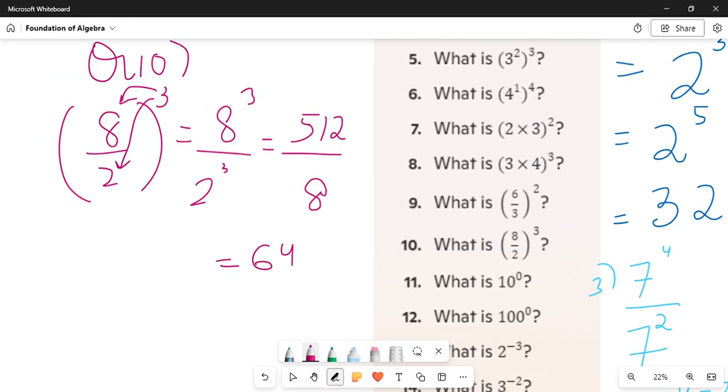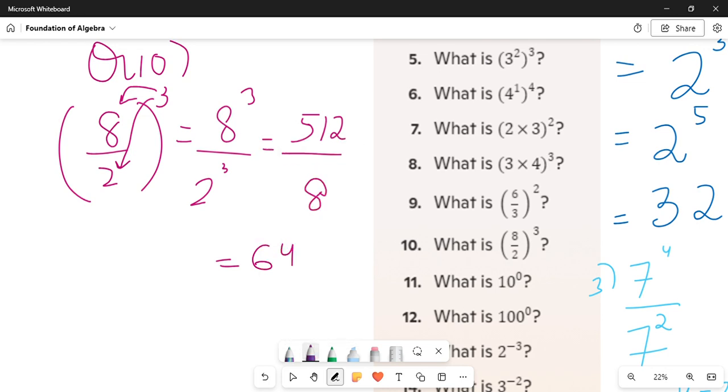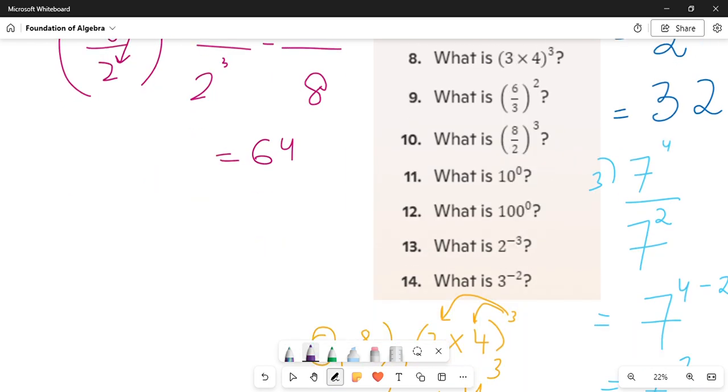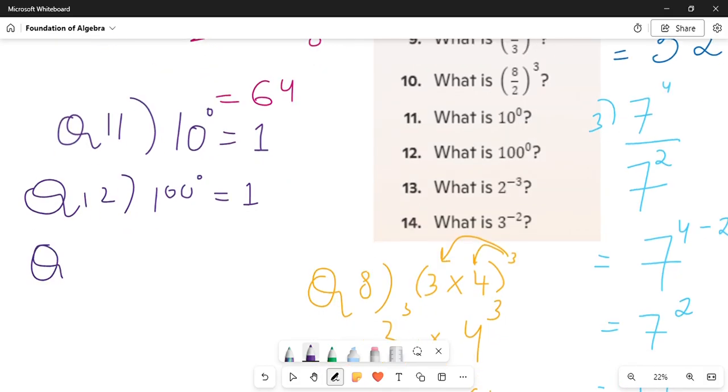And the next question. Question number 11. It is 10 to the power of 0, very simple, anything raised to the power of 0 equals 1. Question number 12, very simple, 100 to the power of 0 equals 1, because anything raised to the power of 0 equals 1.